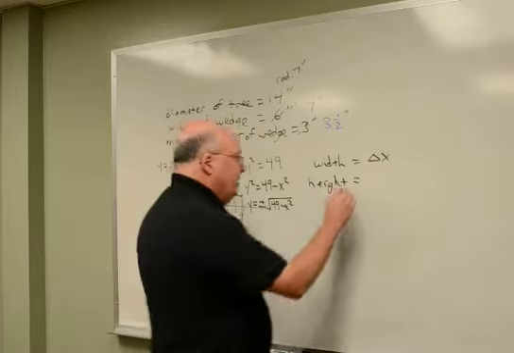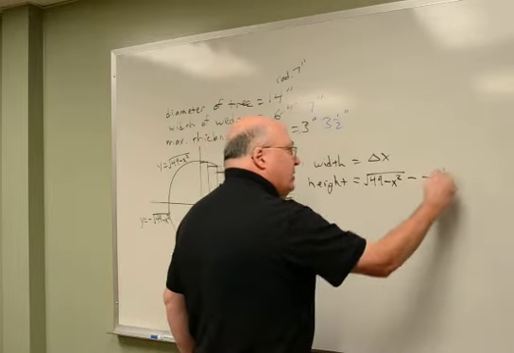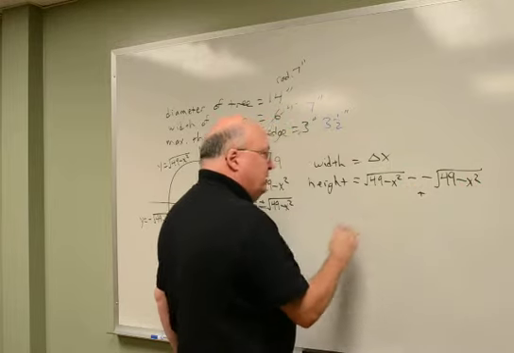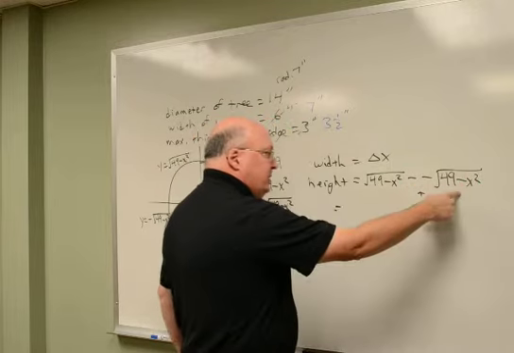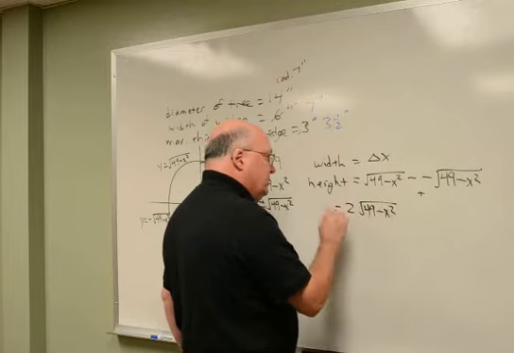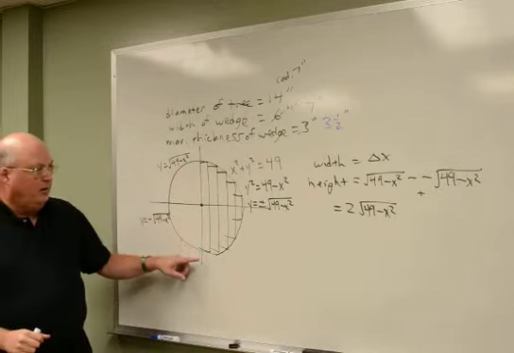So our heights then are your top curve minus your bottom curve. Minus a minus, of course, makes a plus. So you have one plus another one, or two of those. Twice the square root of 49 minus x squared then for your heights of these bars.